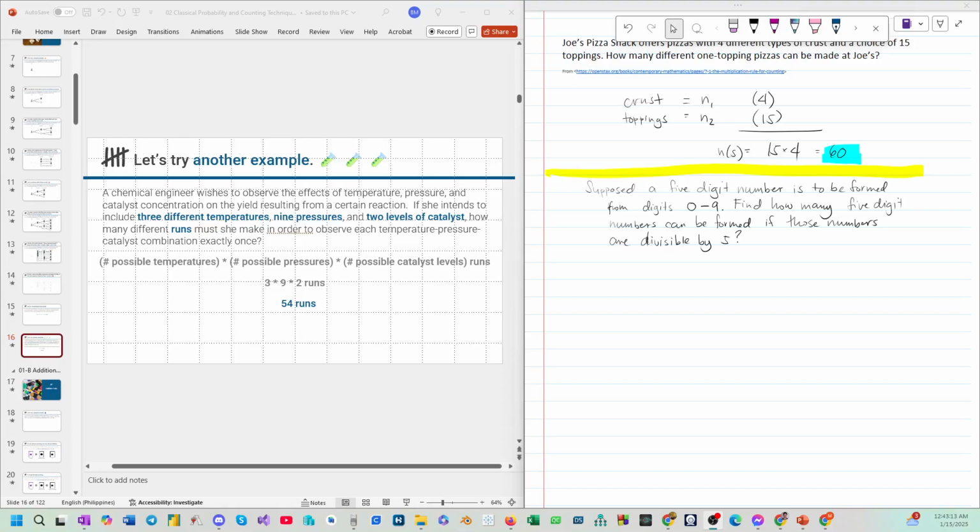Okay, so let's suppose there's a 5-digit number. Consider a 5-digit number to be formed from digits 0 to 9. Find how many 5-digit numbers can be formed if those numbers are divisible by 5. So we're going to find out how many 5-digit numbers are divisible by 5. Alright, so there's a trick here.